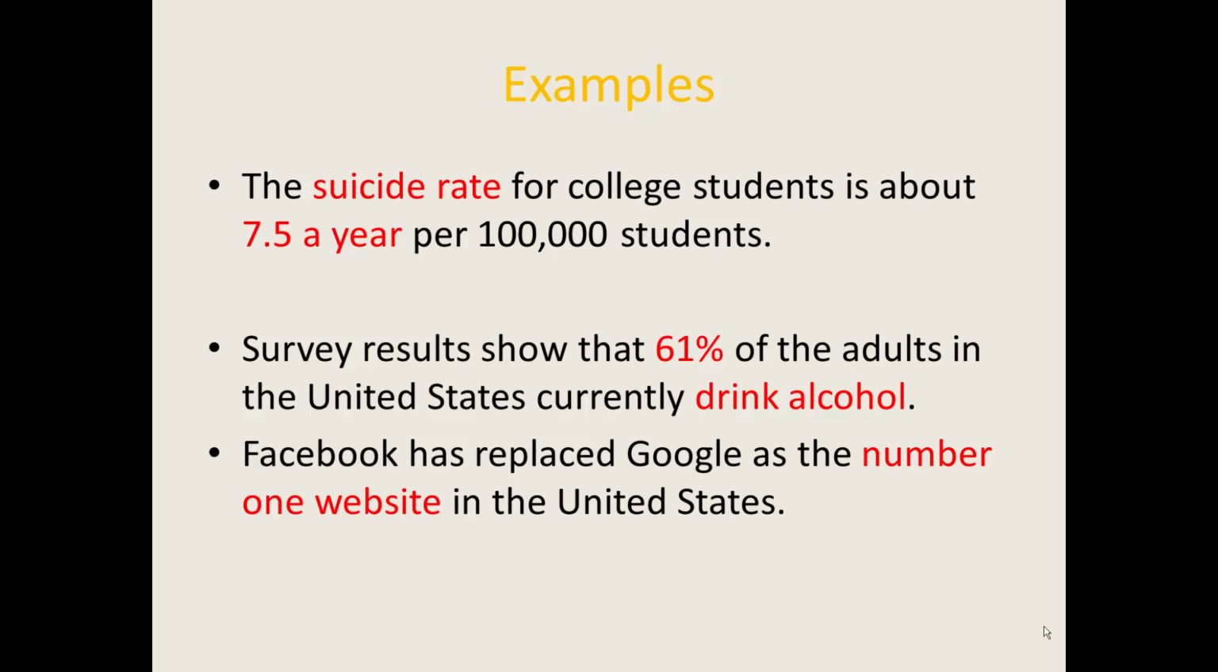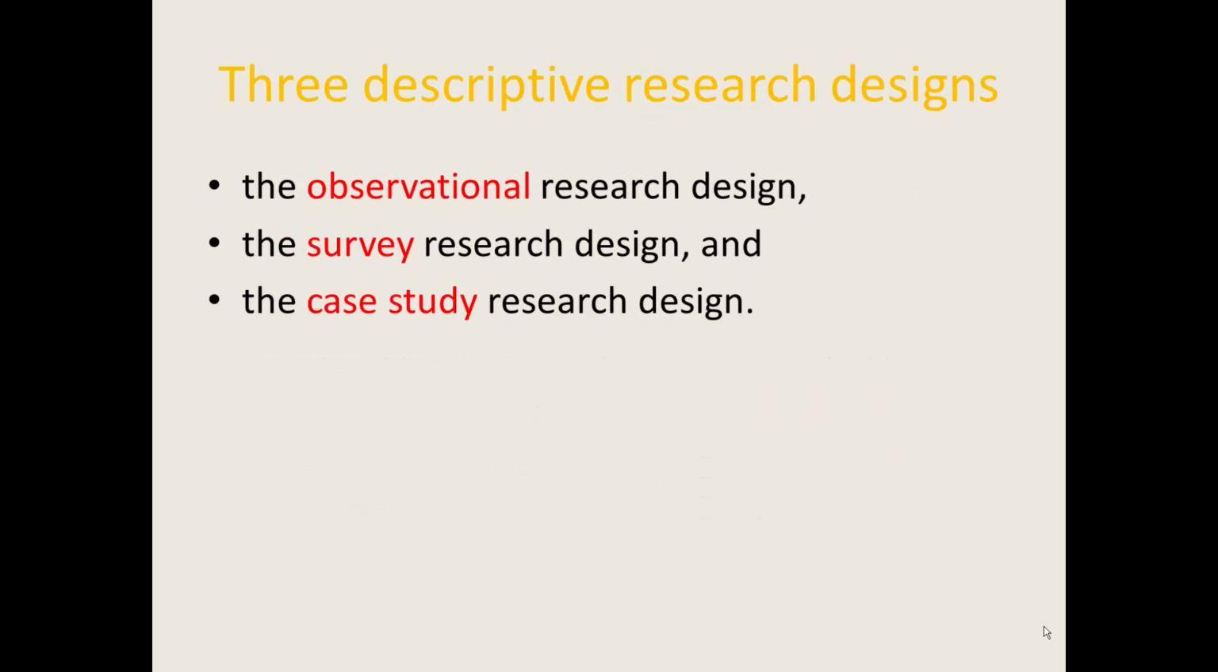Examples of descriptive research are the types of surveys that we do, where we report the numbers or percentage of the responses to a specific question. For example, we report that the suicide rate is about 7.5 per 100,000 students. Or we may say that our survey results show that 61% of adults in the United States currently drink alcohol. We have three types of descriptive research: observational, survey, and case study.